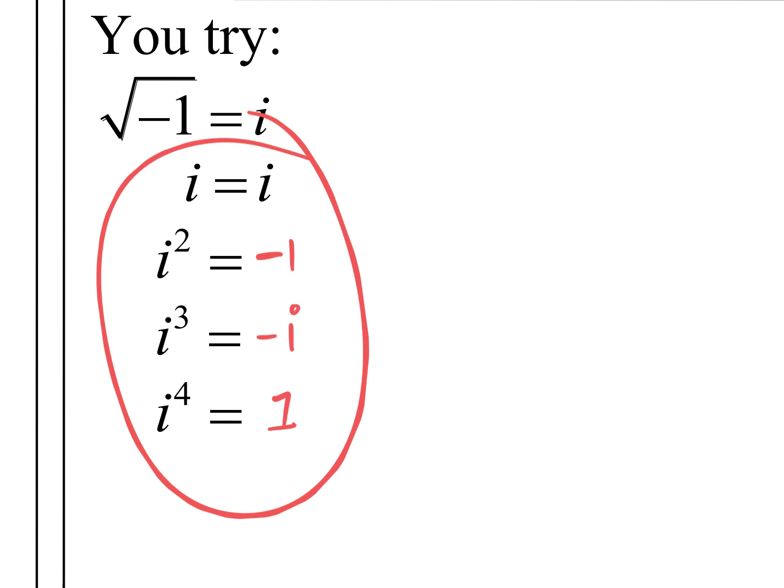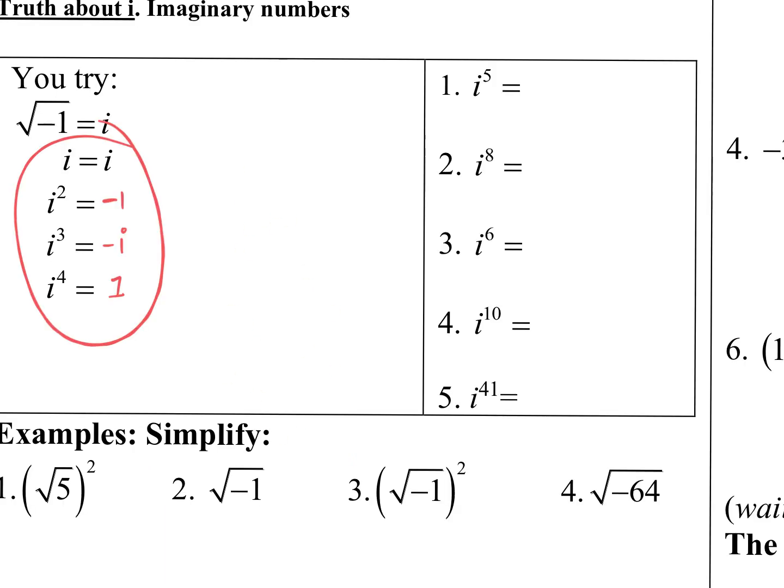I would always just divide the exponent by 4 and see how many i's are left over. Then you could figure out what your answer is going to be. Okay, so what's i to the fifth again? That's just i. What's i to the eighth? 1, because it's divisible by 4.